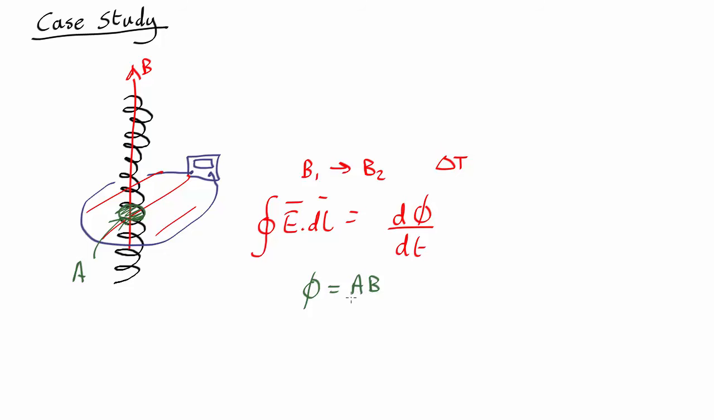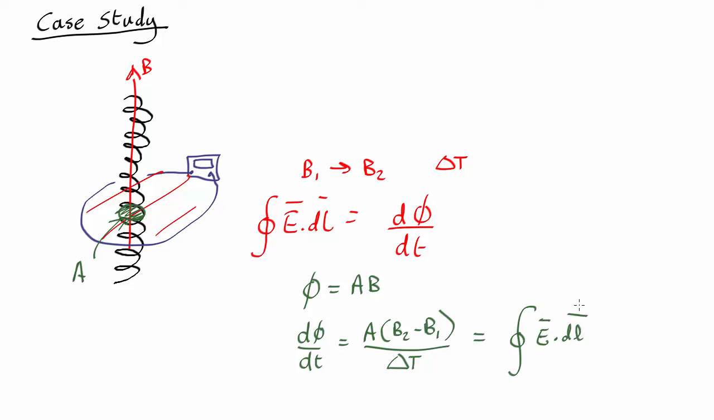Okay, so now what's the rate of change of this? The rate of change is how much it changes divided by the time. So dΦ/dt, the rate of change, is just the change in Φ divided by the change in time. So the change in Φ is A(B2 minus B1) all over delta t. And that must equal the integral of the electric field dot dl. Okay, so that's told us how much electric field there is around this loop.